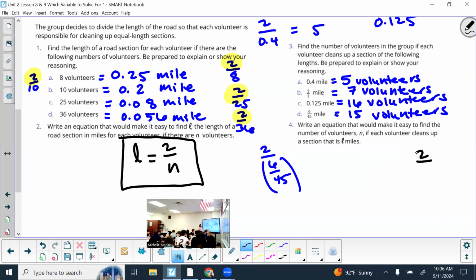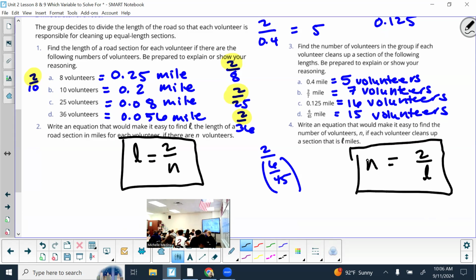Am I gonna use n again for that? No, because what was I dividing by? Like, what was it representing? Like, the length that you had to clean up. So I'm gonna divide it by what letter actually? And it's gonna give me what? So this is my equation that helps me find my number of volunteers.